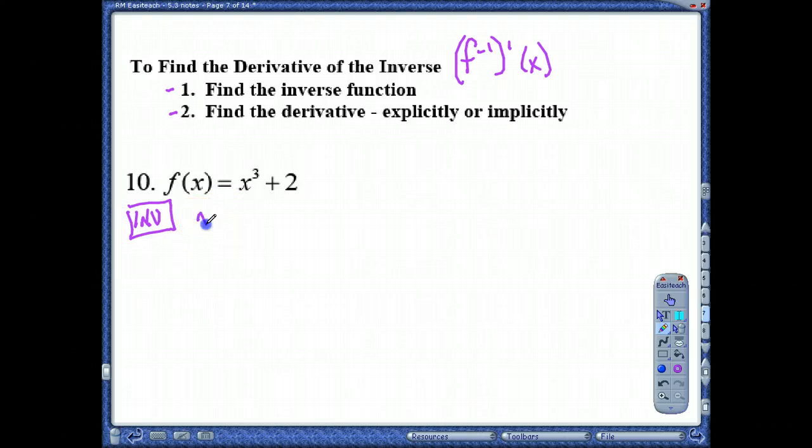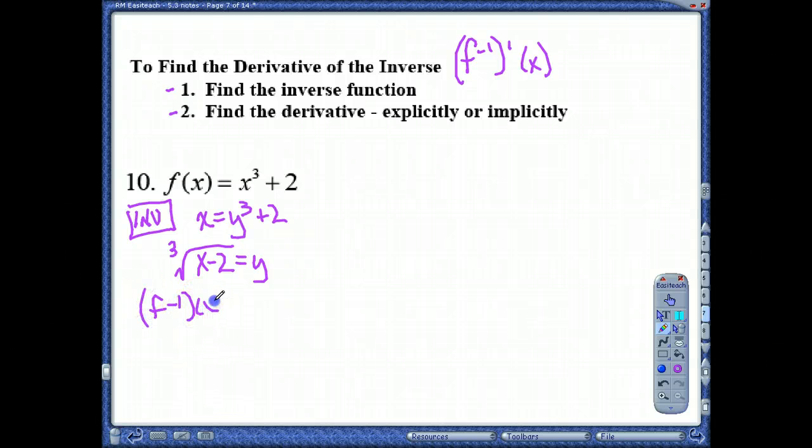So switch those x's and those y's, and then solve for y if possible. So I'm going to subtract 2, and then I'm going to take the cubed root. I'm going to rewrite using my handy-dandy function notation. And I can leave it as the cubed root of x minus 2 or x minus 2 to the 1/3 power. Now I'm going to find the derivative.